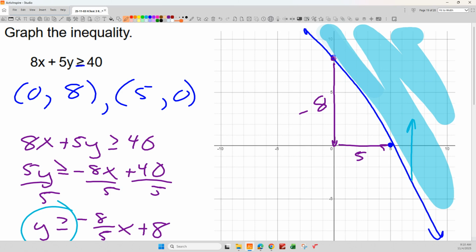Yeah, I could just test a point, right? That's the other thing I could do: test the point 0, 0, which is right there. If I plug 0 in for x and 0 in for y, I get 0 plus 0. 0 is greater than or equal to 40. True or false? False. Because that's false, I would shade away from that test point. That's not included in the solution set, right? Okay? Plethora of choices here. Take your pick.